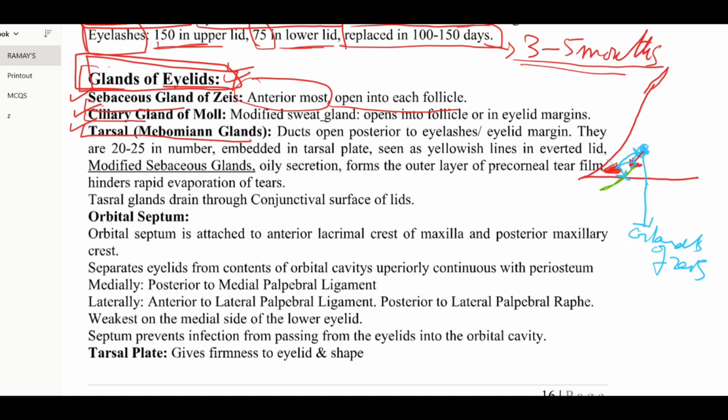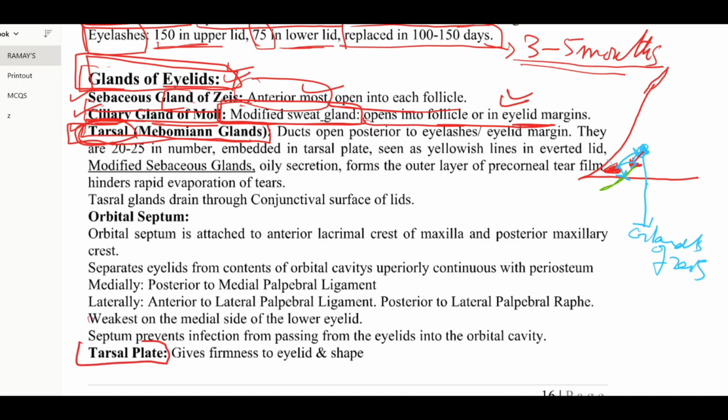So two main glands we have discussed. Look here at what is written in the Ramesh. Glands of Zeis are the anteriormost, open into the lash follicle, while the glands of Moll are the modified apocrine sweat glands. Okay, remember that they open into the follicle or in the eyelid margins. This is very important. And the next glands are the tarsal glands, Meibomian glands. These are known as the tarsal glands because they are located within the tarsus or the tarsal plate.